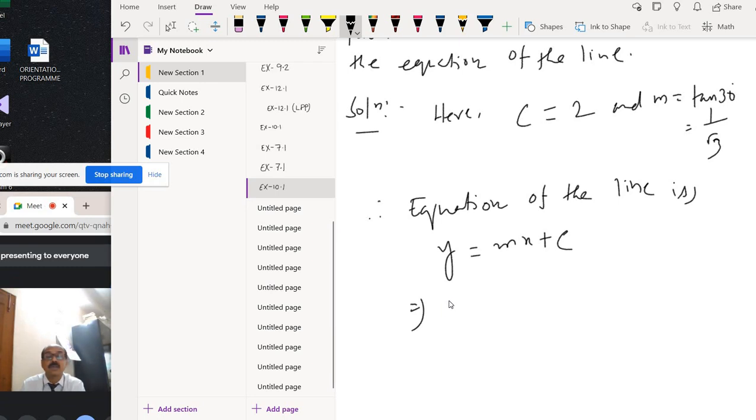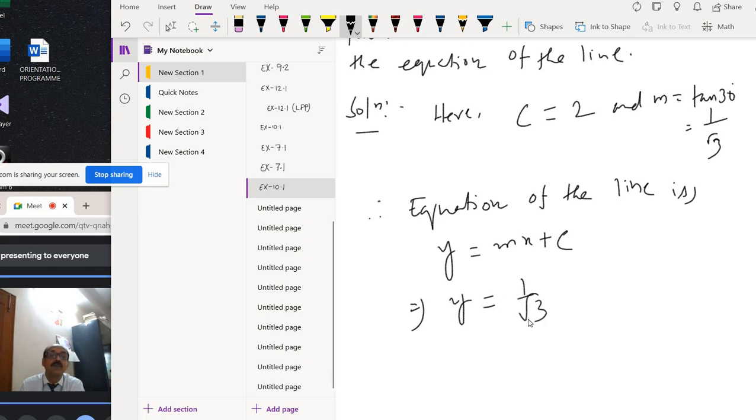If we find the solution by the slope form, the formula y minus y1 is equal to m into x minus x1, then you have to take the point, not only 2. So the point is 0, 2 on the y-axis. By that also the same answer will come.